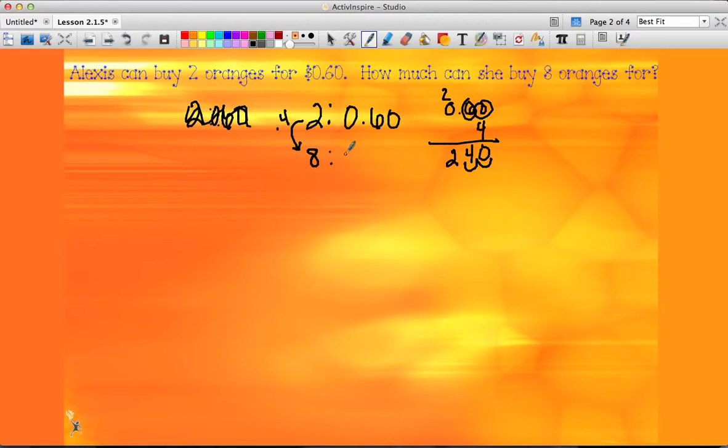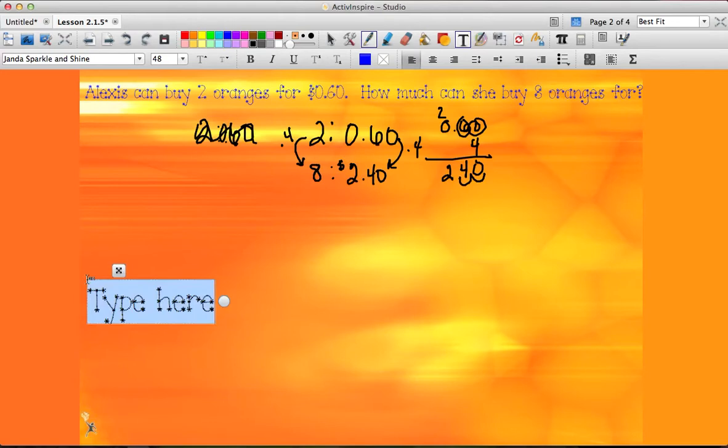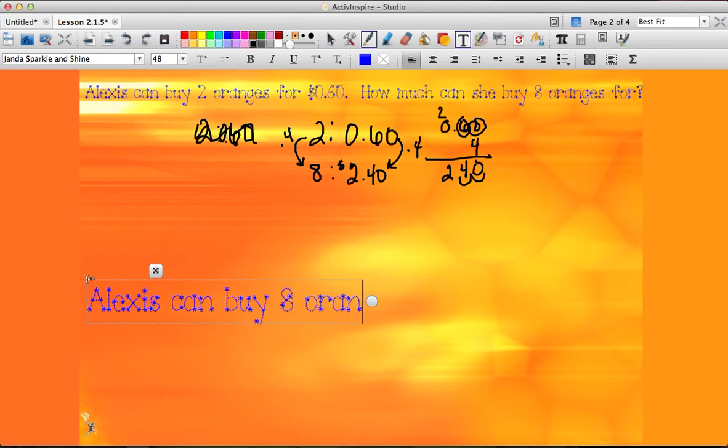So I know that the equivalent ratio would be 8 to $2.40. So what I did here was I found an equivalent ratio that involved using the 8. And to go from 2 oranges to 8 oranges, I had to multiply by 4. So to go from 60 cents to the cost, I did the same thing. I multiplied by 4. And therefore, I found out, and I would want to write my answer in a complete sentence, that Alexis can buy 8 oranges for $2.40.